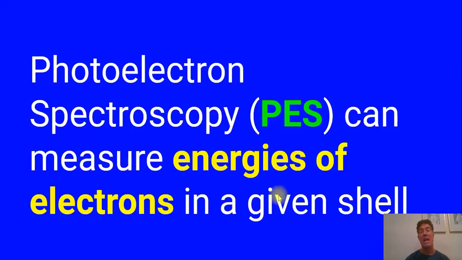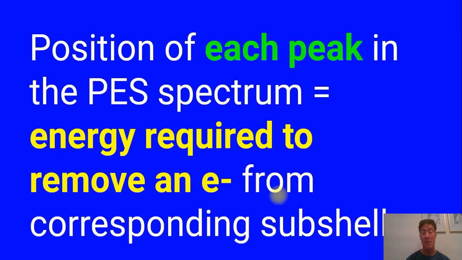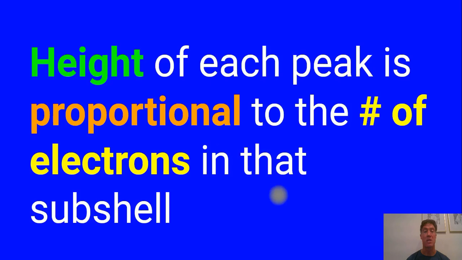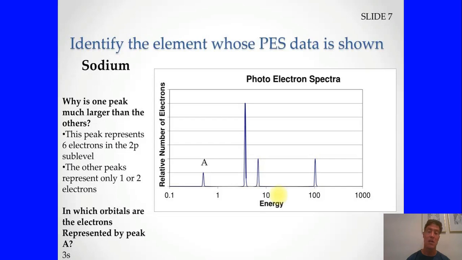So it measures the energies of electrons in a given shell. So PES helps us see graphically the energy of and the amount of electrons in a given shell. The position of each peak in the spectrum is equal to the energy required to remove an electron from the corresponding subshell. And the height of each peak is proportional to the number of electrons in that shell. This will make sense when we actually look at this.